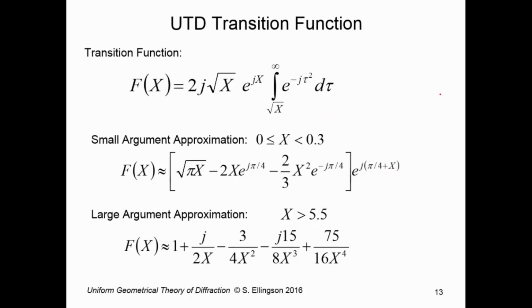Okay, the transition function, this F function here, is defined as shown here. It is 2 times j times the square root of the argument, x, times e raised to the j times the argument, and then this integral. This integral you take as endpoints the square root of the argument and you integrate off to infinity. I'll tell you right away that there is no closed form solution to that integral. You must do it numerically.